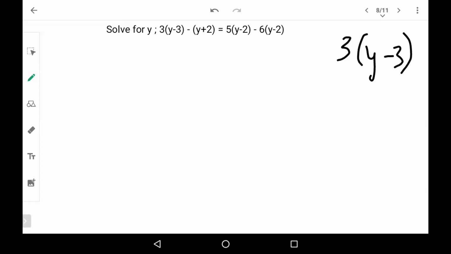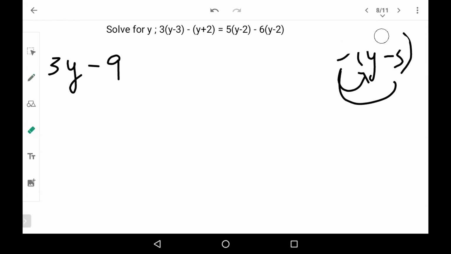Okay, so 3 into y is nothing but 3y. 3 into minus 3, what will it become? Quickly give me an answer. Minus 9. 3 into minus 3 is minus 9. Then that is the first expression.